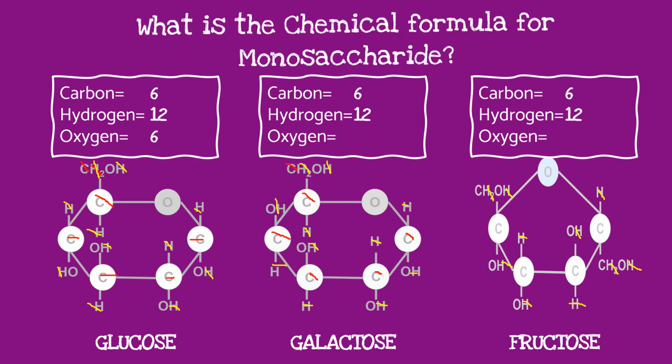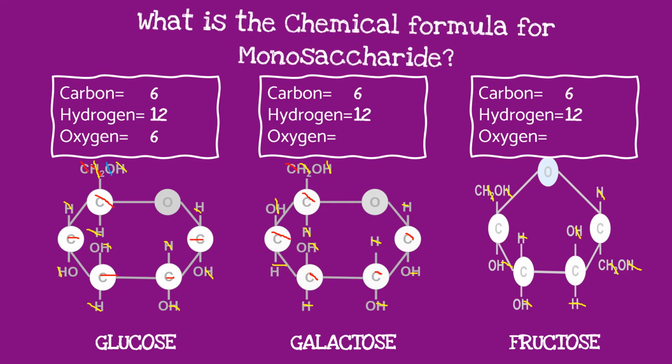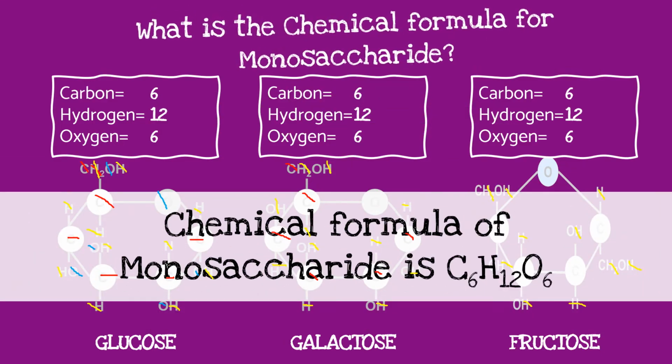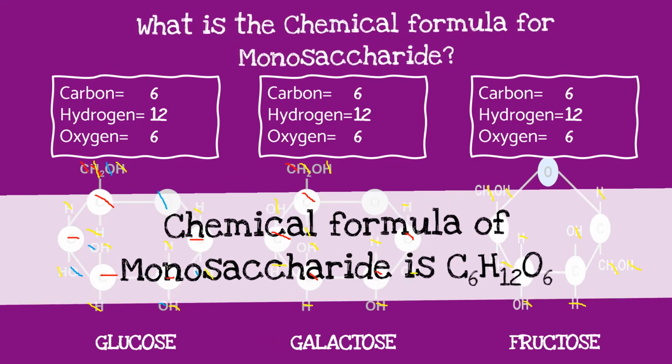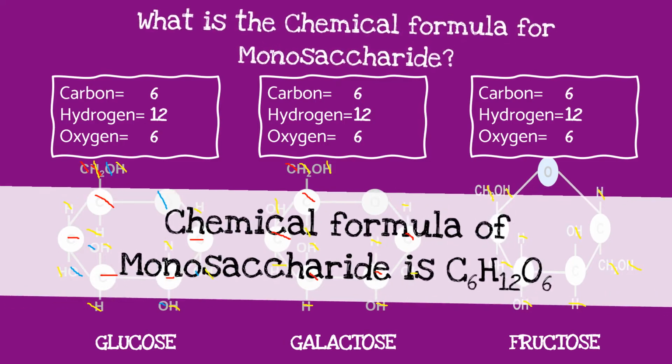For oxygen, 1, 2, 3, 4, 5, and 6. So there are 6 oxygens present on the glucose molecule as well as in galactose and fructose. So now, the chemical formula for monosaccharide is C6H12O6, meaning each monosaccharide has 6 carbon, 12 hydrogen, and 6 oxygen.